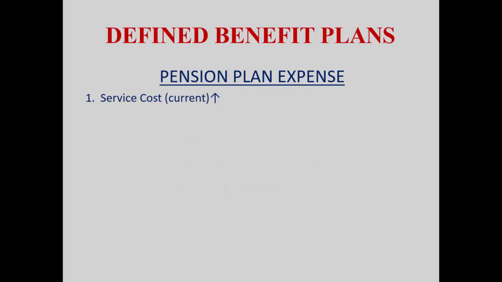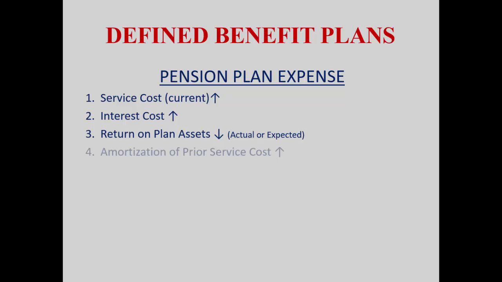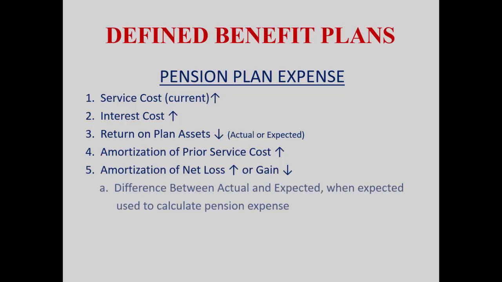Well, service costs will increase it. Interest costs will increase it. Return on plan assets will decrease it. Amortization of prior service costs increases. Amortization of net loss will increase, and a gain will decrease. And this will be the difference between the actual and expected when the expected is used to calculate pension expense.